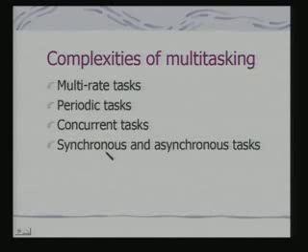There are also synchronous and asynchronous tasks. A task which is spawned by an external interrupt or an external user action would typically be an asynchronous task, and that needs to be catered to in this scenario as well. So all these things together make the problem of multitasking more difficult.